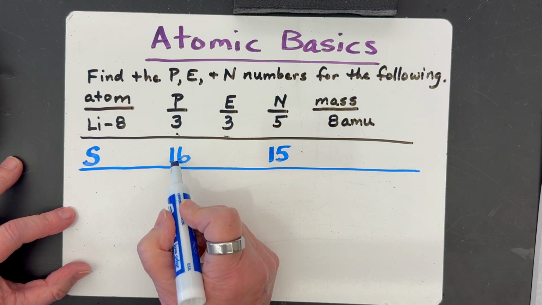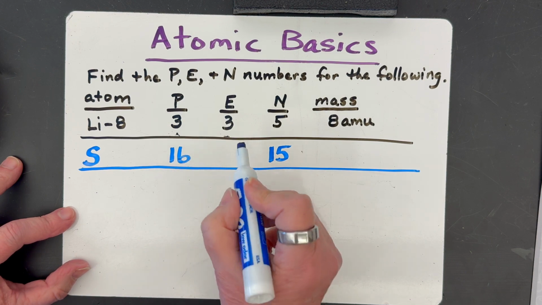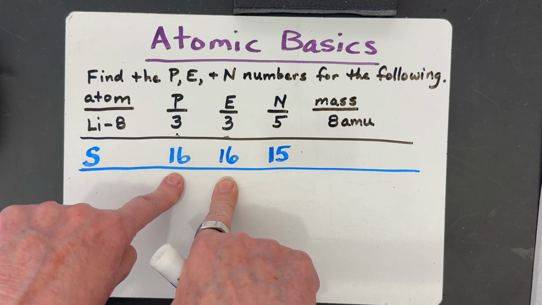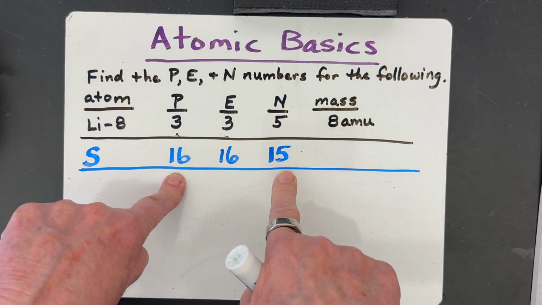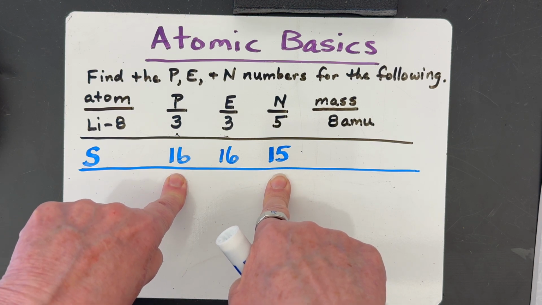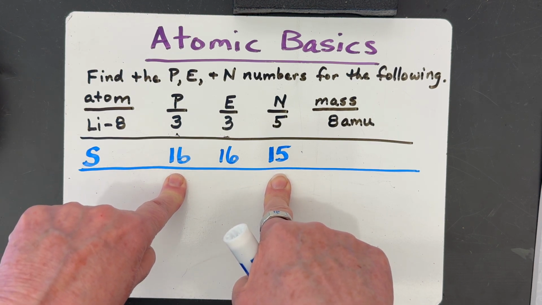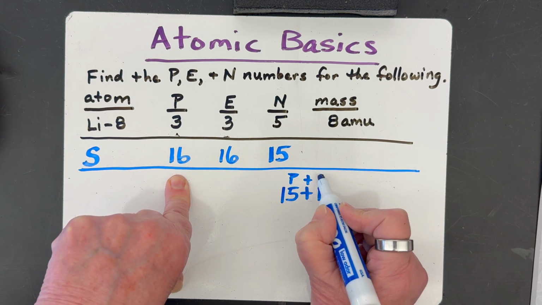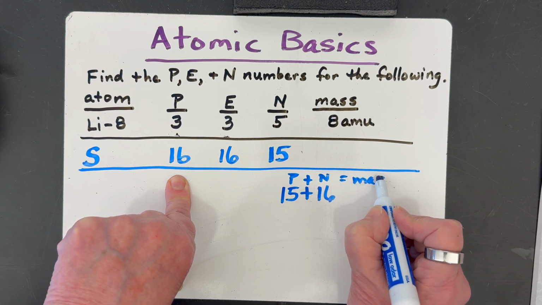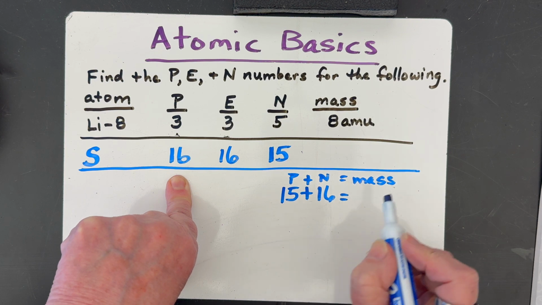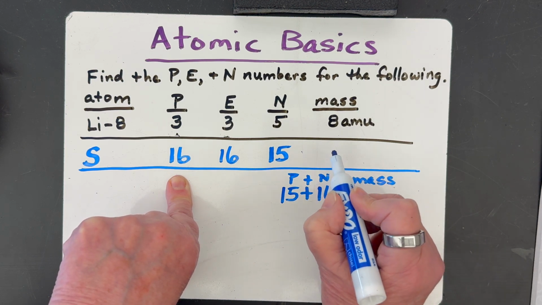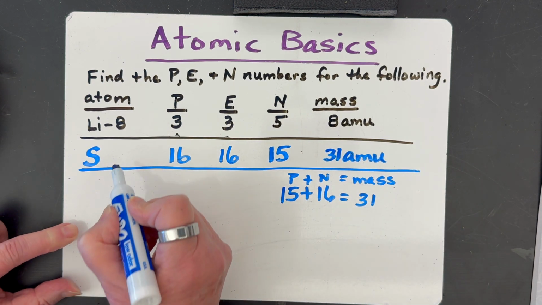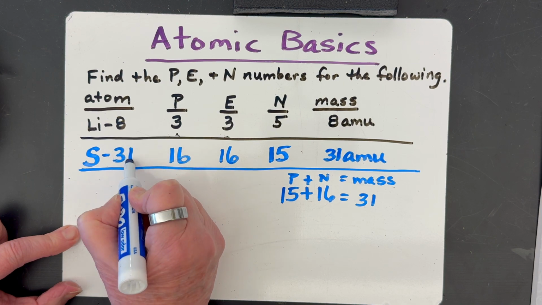Now, if it has 16 protons, 16 pluses, it needs 16 minuses. Protons and electrons are going to be equal. And then protons plus neutrons gives us our mass. So 15 plus 16, that's protons plus neutrons equals mass. And this equals 15 plus 16 equals 31 atomic mass units. So this atom is sulfur 31.